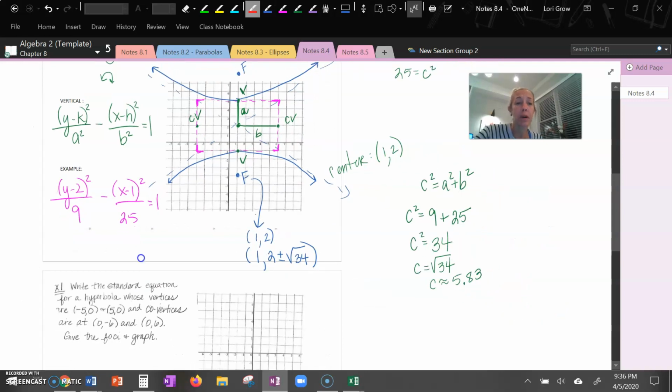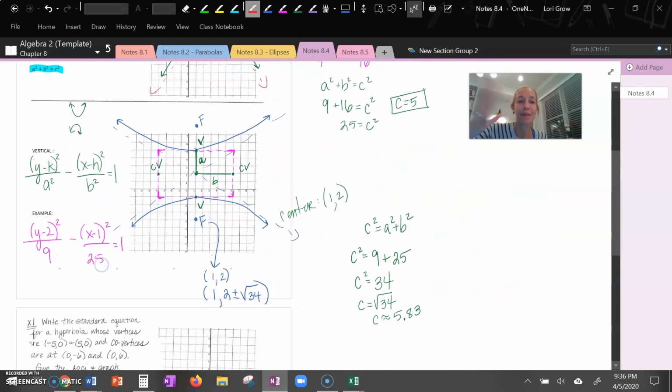So that was kind of a hard part with ellipses, but now that we've done it, it's really the same for hyperbolas. Okay, I'll show you how to write some equations in the next video.